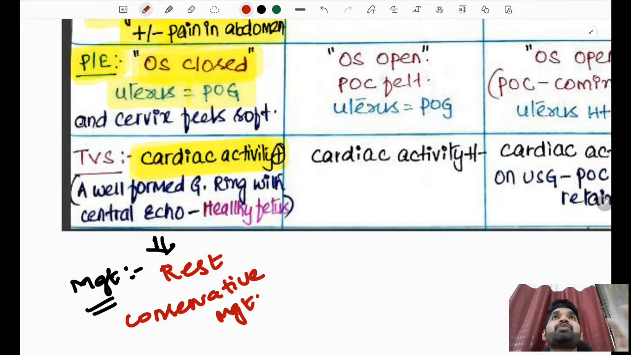You will ask her to avoid physical exercises, to avoid any strenuous activities in the home, and no sexual activity. And you will ask her to take proper rest at home. It is not complete bed rest. This is conservative management, and no drugs are required in this case.